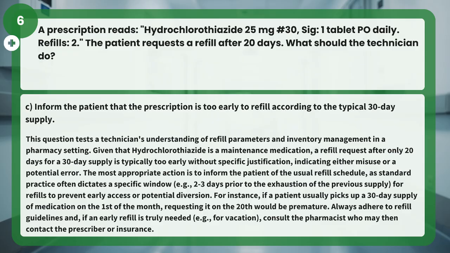The most appropriate action is to inform the patient of the usual refill schedule, as standard practice often dictates a specific window, e.g., 2 to 3 days prior to the exhaustion of the previous supply, for refills to prevent early access or potential diversion. For instance, if a patient usually picks up a 30-day supply of medication on the 1st of the month, requesting it on the 20th would be premature. Always adhere to refill guidelines, and if an early refill is truly needed, e.g., for vacation, consult the pharmacist, who may then contact the prescriber or insurance.